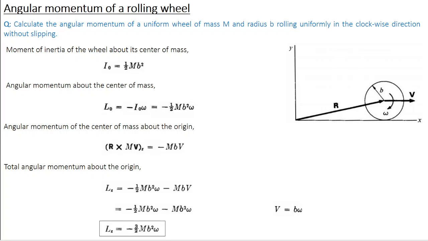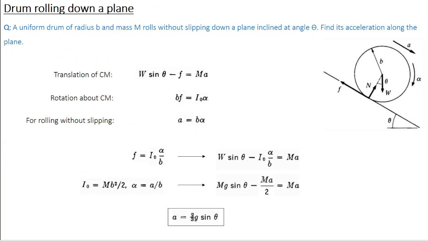Let's do one more quick problem. A uniform drum of radius b and mass m rolls without slipping down a plane inclined at an angle theta. Find its acceleration along the plane. Okay. So once again, you have a wheel of mass m and radius b which is rolling down.